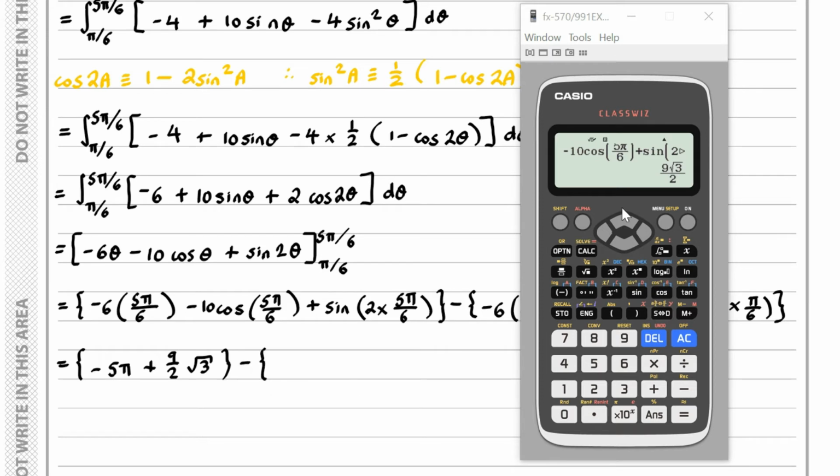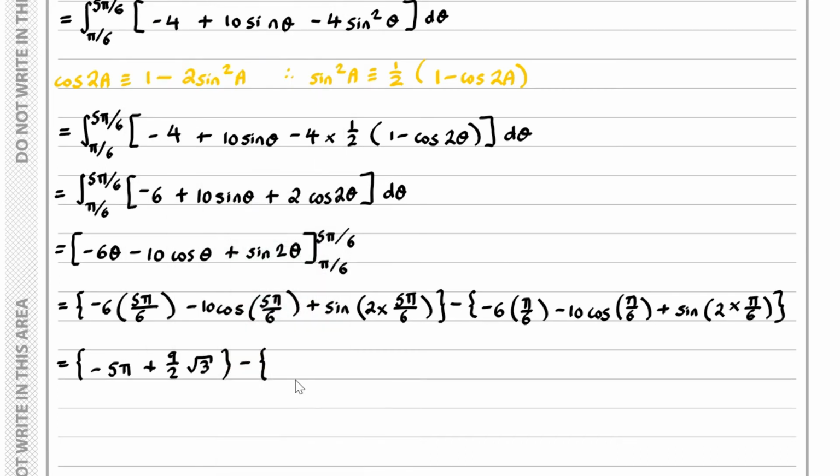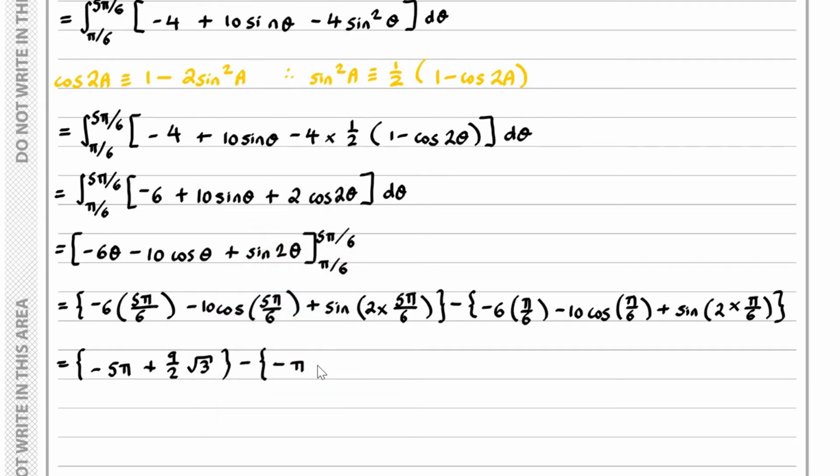And then for the lower limit, we've got minus 6 times by pi over 6. That's just going to be minus pi. And then for the other terms, if we replace this 5 pi over 6 with pi over 6, it turns out here we get minus 9 root 3 over 2. So we have minus 9 over 2 root 3.